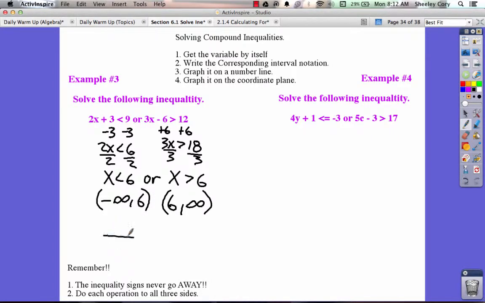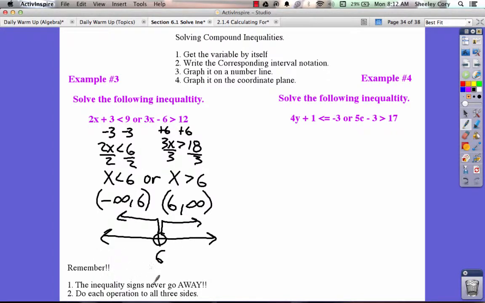Now we'll draw the number line. What's nice about this is we know the only number that it couldn't be is 6. We're going to draw a circle. And actually we got to point the arrow both ways, because x has to be less than 6, which would be this way, and x has to be greater than 6, which would be this way. So it could be either one. So we point it either direction.